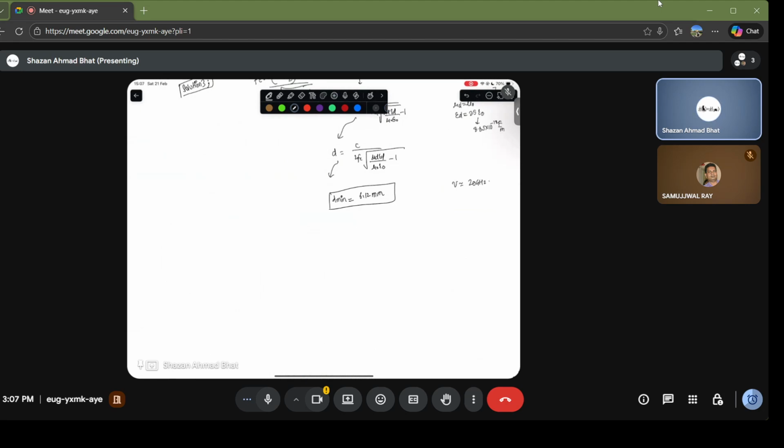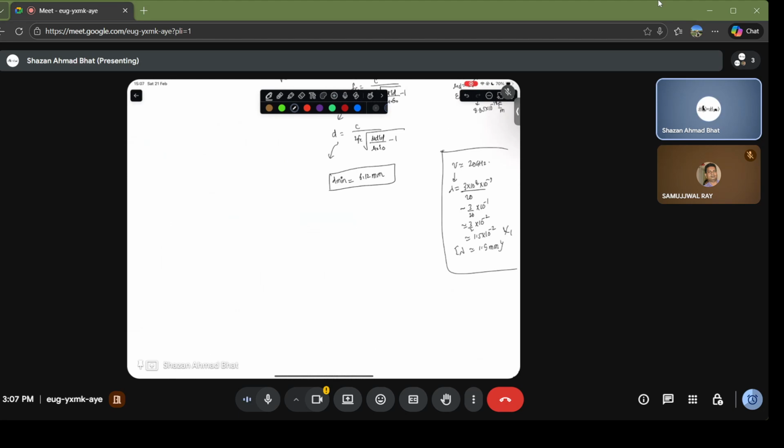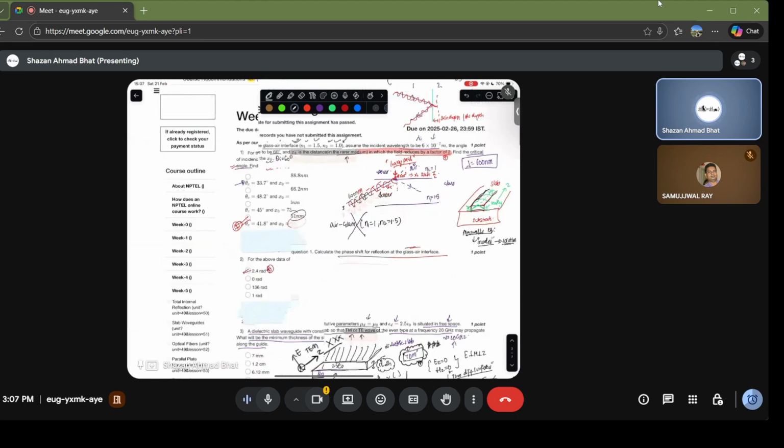20 gigahertz. And how much is the wavelength corresponding to it? It will be 3 into 10 to the power 8 divided by 20 into 10 to the power 9 in free space. So this will be 3 by 20 into 10 to the power minus 1, so 3 by 2 into 10 to the power minus 2. It will be 1.5 into 10 to the power minus 2, so this is approximately 1.5 mm. I'm just calculating it. This is not asked in the question. This is the free space wavelength, just cross-checking it. Okay, so now moving on to the question.